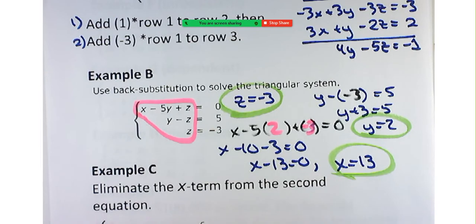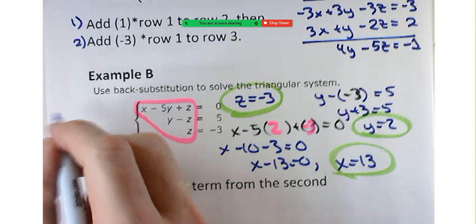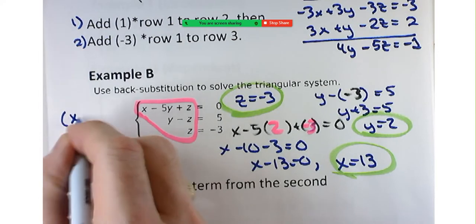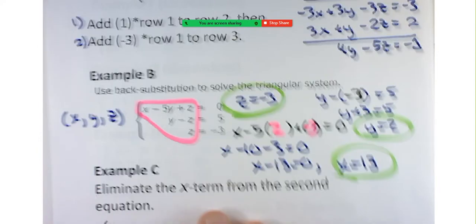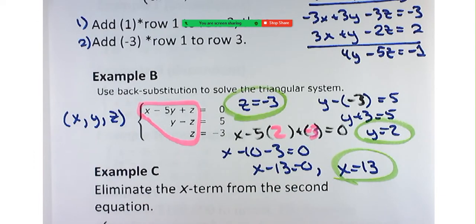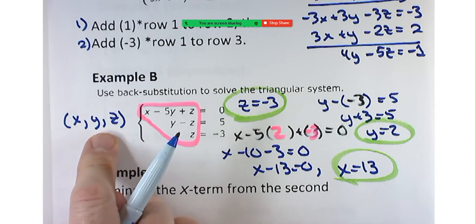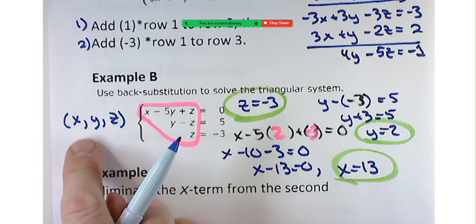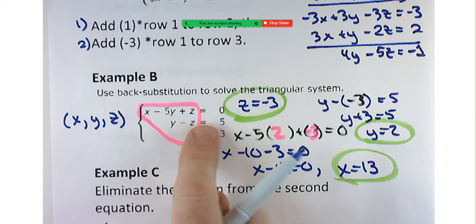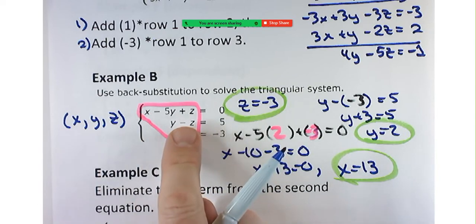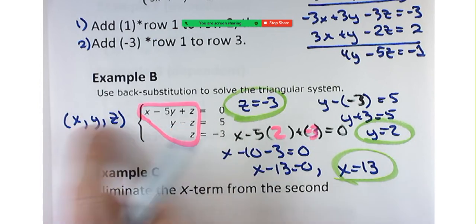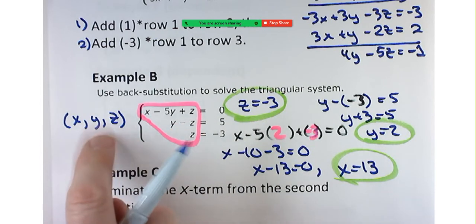Now, as far as writing your solution in WebAssign is concerned, the way you write your solutions for something like this is no longer an ordered pair. You have 3 variables. You don't really have to know these names, but sometimes I call this a 3-tuple or an ordered triple, whatever you want to call it. It's always going to be in alphabetical order. So if your problem is A, B, and C, or P, Q, and R, these letters are going to be in alphabetical order as you write them here.